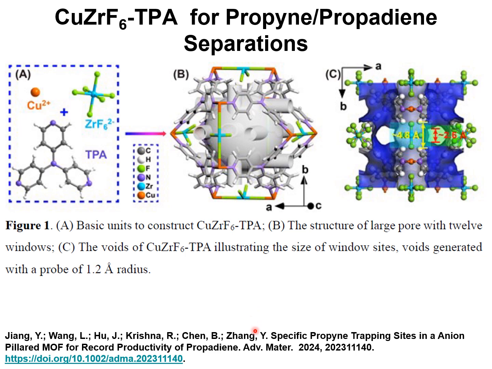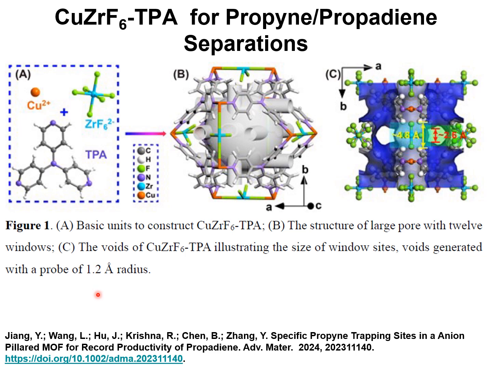A more recent development in advanced materials that is just available online describes the synthesis of an anion pillared MOF, copper, zirconium, hexafluoride, TPA, where TPA stands for tripyridine 4-yl amine.